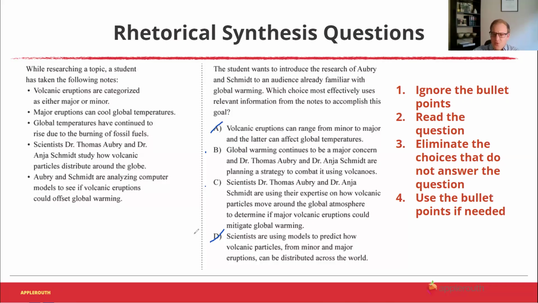B kind of makes it seem like global warming is something we don't know about, and it doesn't introduce the research that well. So I don't love it. I think C is probably a better answer. I would use the bullets if I need to, but it's talking about the two scientists, it's saying what they do, and it's talking about mitigating global warming as if we already know what that is. So we're already familiar. Didn't really need to look at the bullets at all. And I would say 4 out of 5 questions like this, you won't need them. The hardest ones recently on module 2 upper level have required the bullet points because there's multiple answers that answer the question.